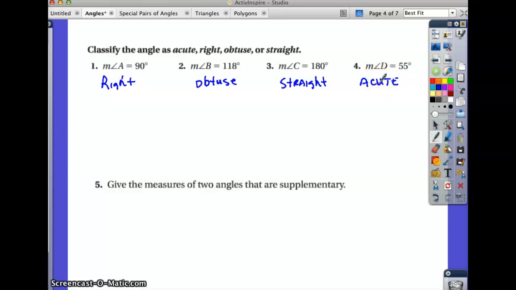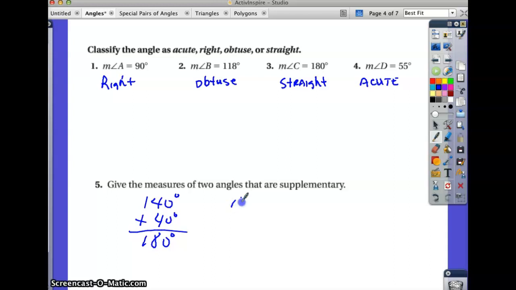Then number 5: give the measures of two angles that are supplementary. Again, supplementary means they add up to 180 degrees. So I'll pick a couple. Let's see, a 140 degree angle and 40 degrees, because they add up to 180. So 140 degrees and 40 degrees are two angles that are supplementary.